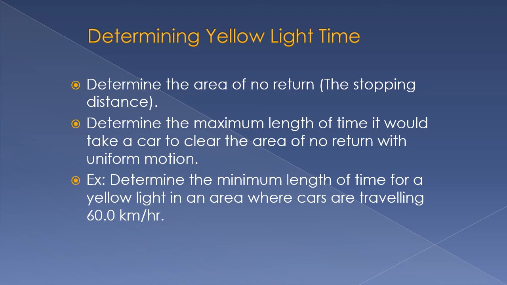So please try this one where you determine the minimum length of time for a yellow light in an area where the cars are traveling at 60 kilometers per hour. And so how long would that light need to be lit? Because if it's on for 3 seconds or 4 seconds, does that give you enough time as a fair warning? In that previous example, the time to decelerate was 5.22 seconds. So what would it be at 60 kilometers per hour? Work through a similar type of question.